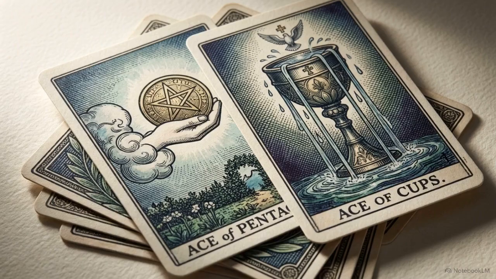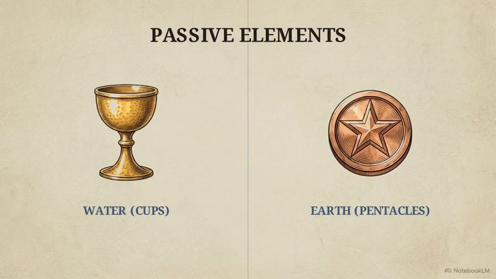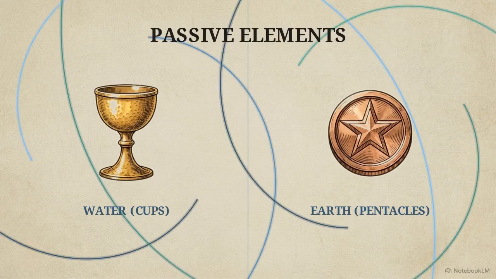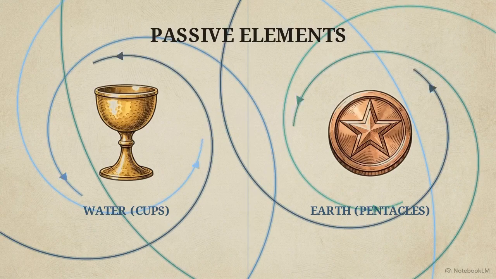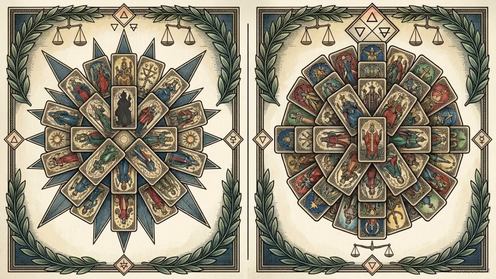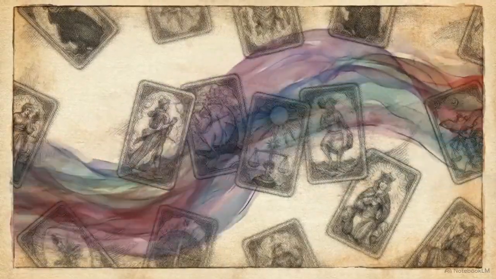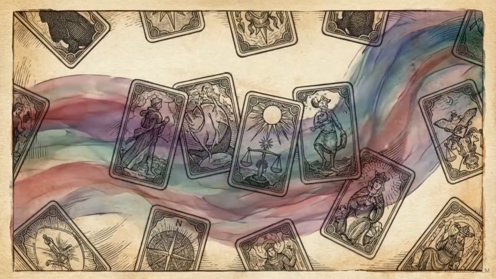The second pile holds the cups, which are water, and the pentacles, which represent earth. These are the passive elements. They are receptive and inward-facing, designed to adapt to the environment or focus on internal stability. Establishing this active and passive binary is the mandatory first step. You must know the direction the energy is flowing before you can calculate how the cards will interact.